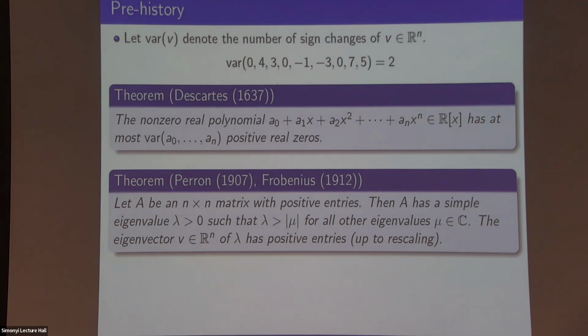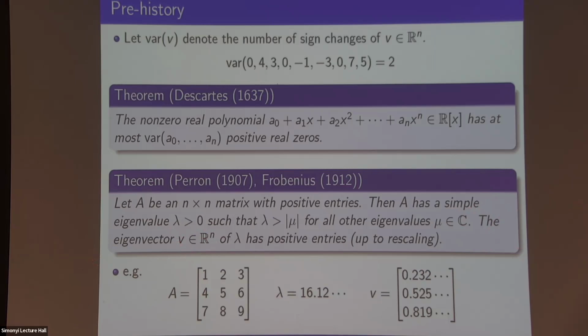The second result, from the early 1900s, called the Perron-Frobenius theorem, is about positive matrices, so square matrices with positive entries. It says that such matrices have a positive eigenvalue lambda, which is strictly bigger in magnitude than all other eigenvalues, and it's simple. So it has a one-dimensional eigenspace, and its eigenvector can be chosen to have positive entries.